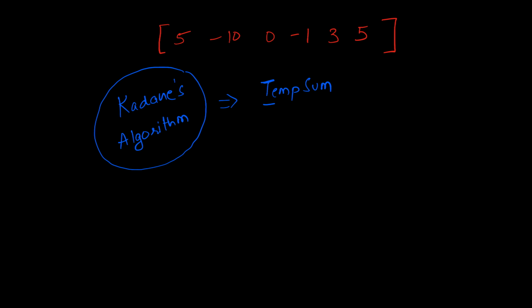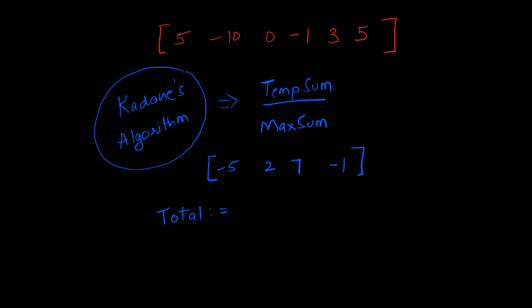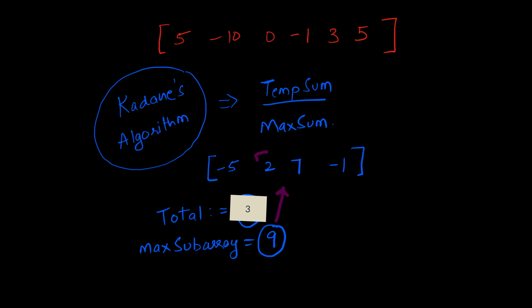As mentioned earlier, in Kadane's algorithm, we were using two variables. One is the temporary sum and the other is the maximum sum. Let's use this example to understand the concept better. The sum of all of the elements in the array is 3. Maximum subarray total is 9, which is a combination of 2 and 7 in the center of the array. It will be fair to say that the sum of the maximum subarray plus the remaining elements will give us the total of the entire array.